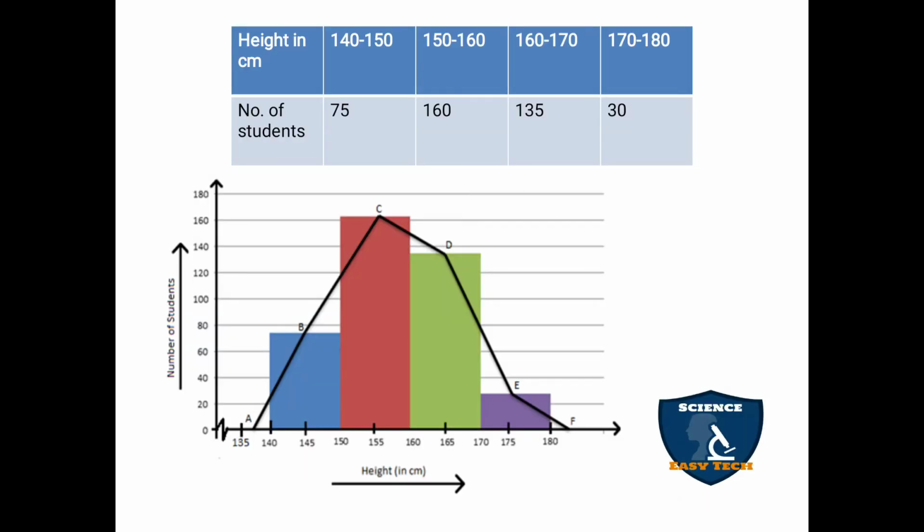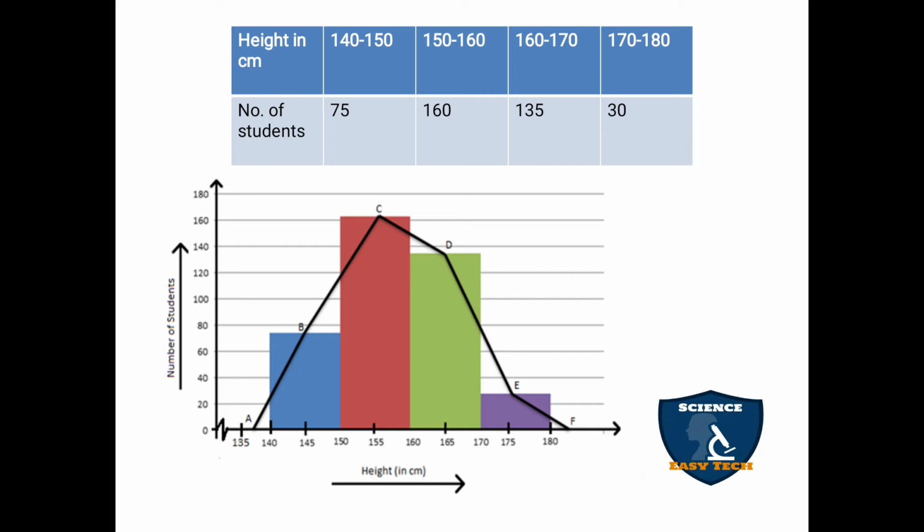See, one more example I have given. Height in centimeters forms the x-axis and number of students forms the y-axis. 140 to 150 centimeters, 75 students are there. 150 to 160 centimeters, 160 students are there, and 160 to 175 centimeters, 135 students are there, and 170 to 180 centimeters, 30 students are there. See, I have drawn a histogram first, then I have marked the midpoints, and I have joined the midpoints.